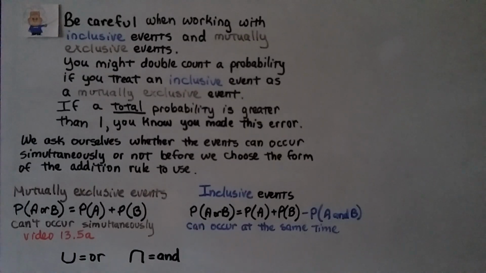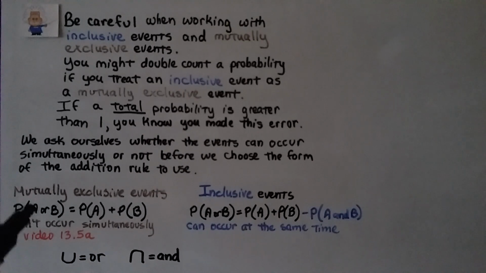Now be careful when working with inclusive events and mutually exclusive events. You might double count a probability if you treat an inclusive event as a mutually exclusive event. If a total probability is greater than 1, you know you made this error. We ask ourselves whether the events can occur simultaneously or not before we choose the form of addition rule to use. Mutually exclusive events, they can't occur simultaneously. We covered that in the last video, 13.5a.